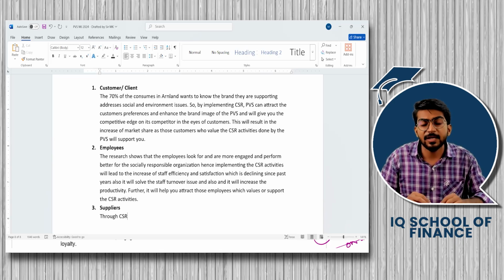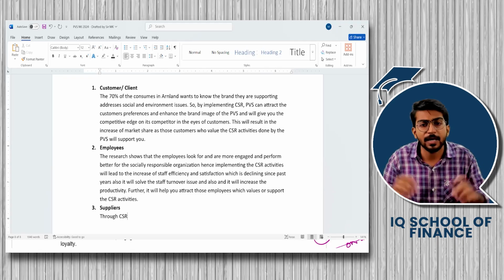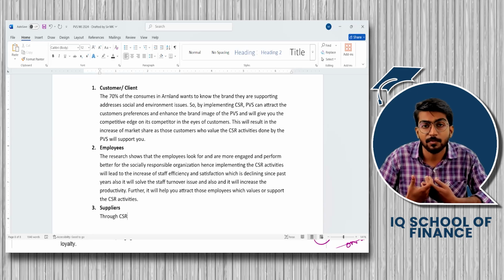But what benefits does an organization look for from the supplier? What benefits are we expecting from our suppliers? They give us bulk discounts. They support us with long-term contracts. These kinds of things. So by implementing CSR activities, we would be able to attract suppliers who value these activities, and in exchange they will give us discounts, favorable terms and conditions, and long-term partnership contracts. This will again help us improve our profitability.